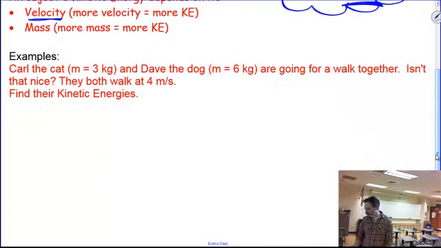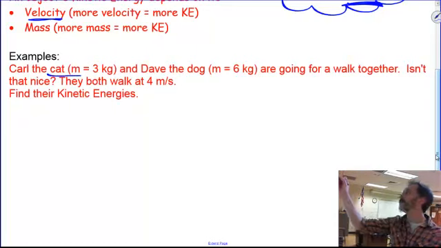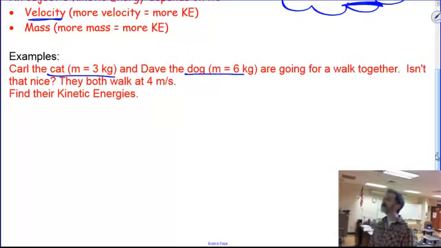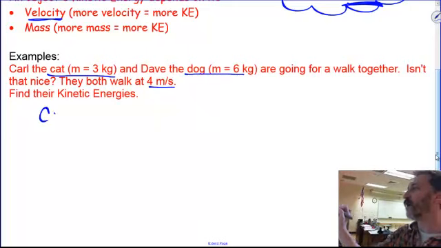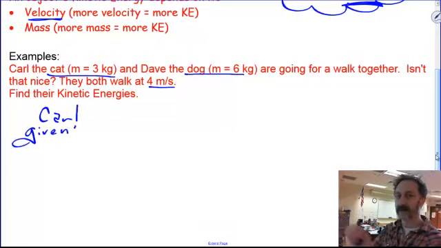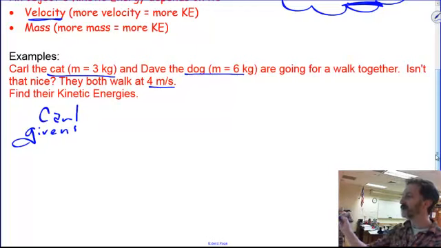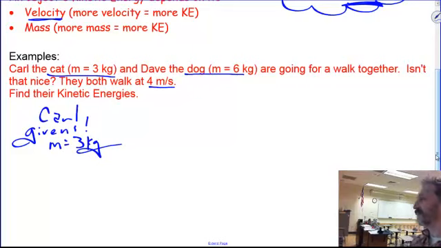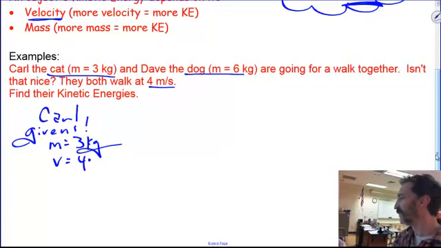All right. So in this first example, it tells us that Carl the cat and Dave the dog are going for a walk together, and they both walk at 4 meters a second. All right. So for Carl, here's the deal. So here's our givens. We know that his mass is 3 kilograms. We know that his velocity is 4 meters a second.